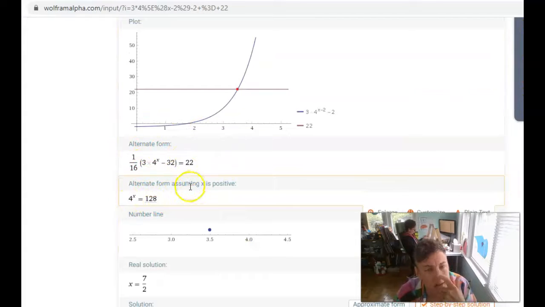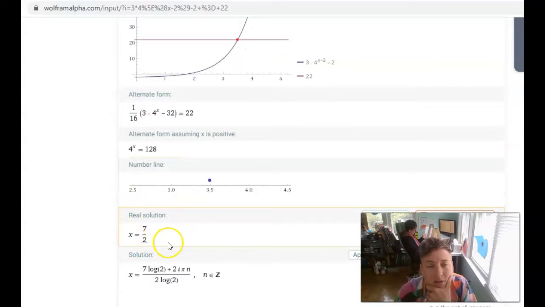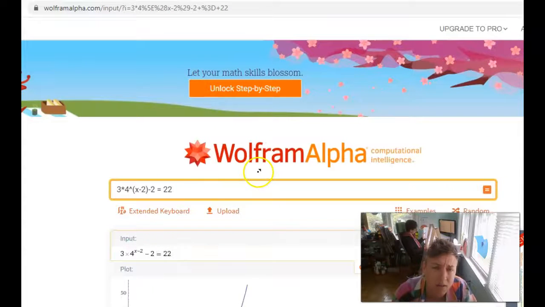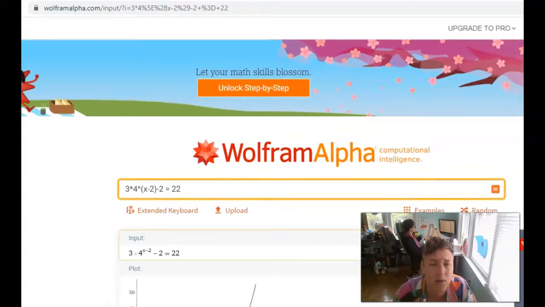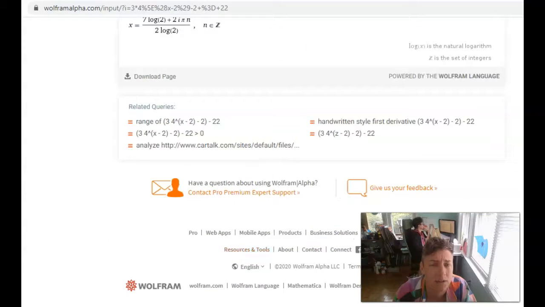That one I could see being useful. And then the real solution, 7 over 2, 3/2. That was the same thing that we got. So if you ever get real stuck, ask Wolfram Alpha. It'll help you out. All kinds of beautiful things.